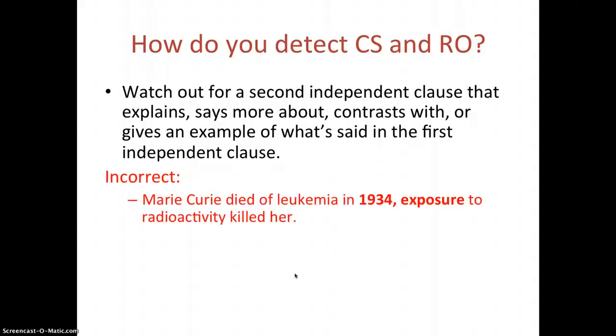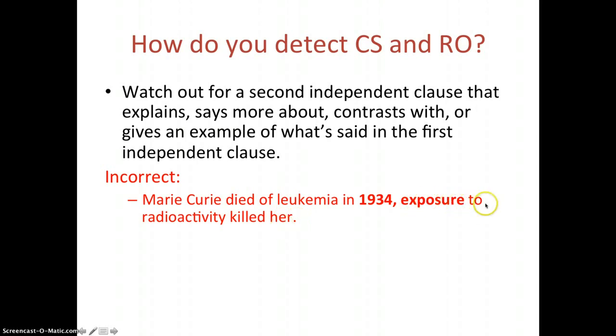So here's an example. Marie Curie died of leukemia in 1934. Exposure to radioactivity killed her. So we've got two independent clauses here. Marie Curie died of leukemia in 1934. That's a complete sentence. Exposure to radioactivity killed her. That is also a complete sentence.